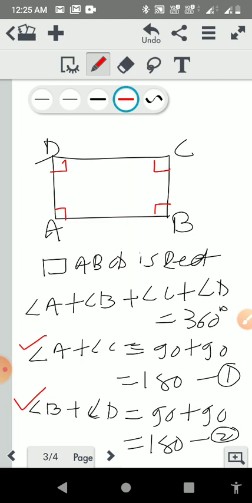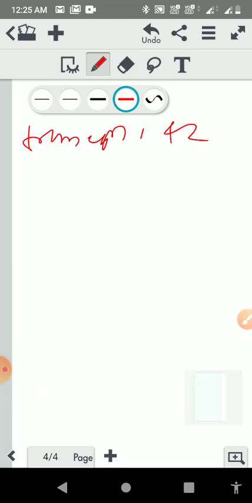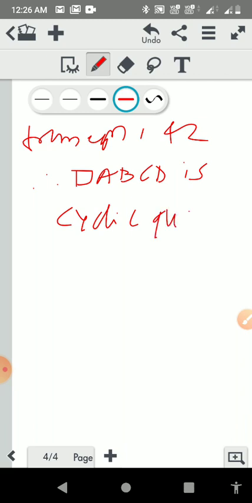Angle A plus angle C is 180, as well as angle B plus angle D is also 180. So we can say that in this case opposite angles of a rectangle ABCD are supplementary, and as per the theorem, if opposite angles of a rectangle ABCD are supplementary, then that rectangle is called a cyclic quadrilateral. Therefore we can write this rectangle ABCD is a cyclic quadrilateral, isn't it? So this thing is necessary.